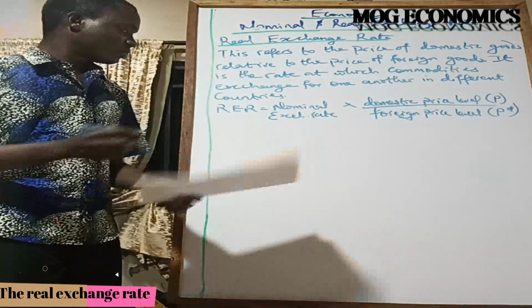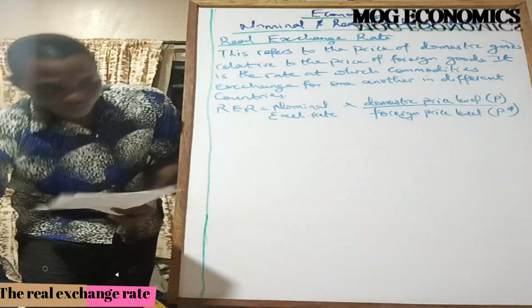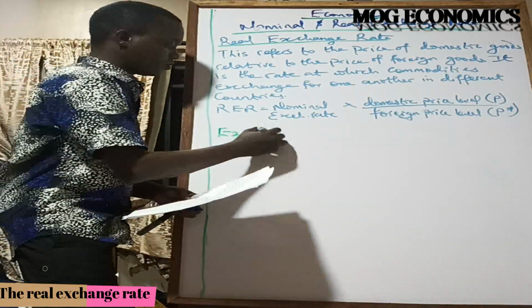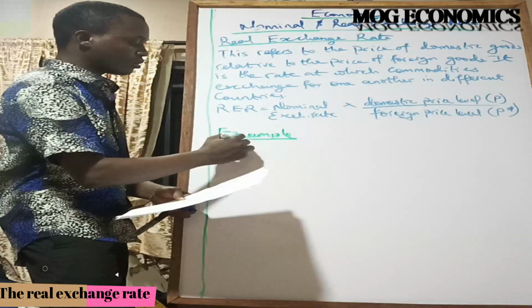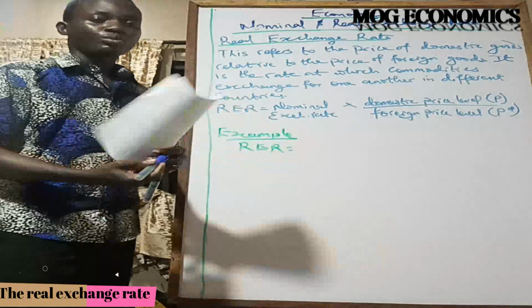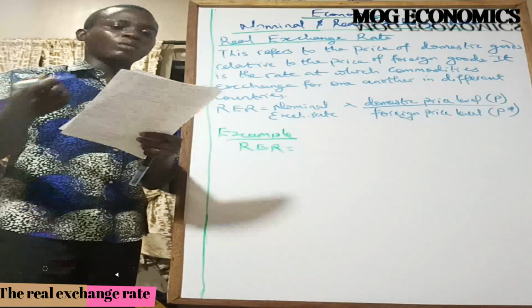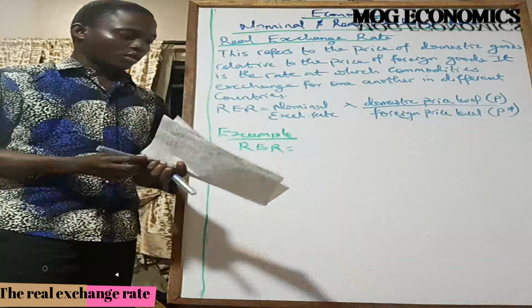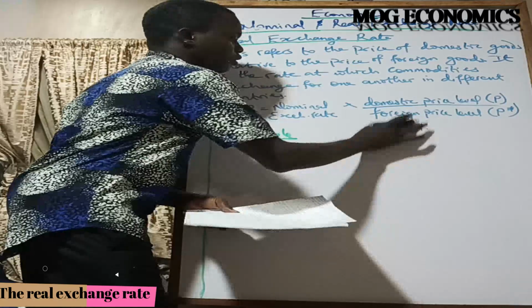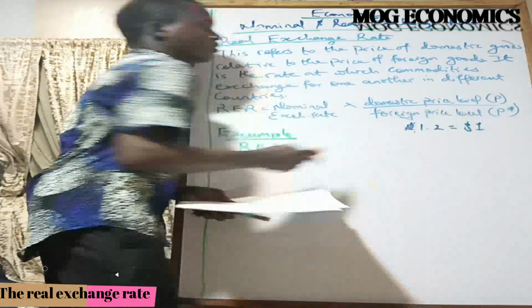So let's look at an example. We have to find the real exchange rate in a situation where 1.2 naira exchanges for $1.